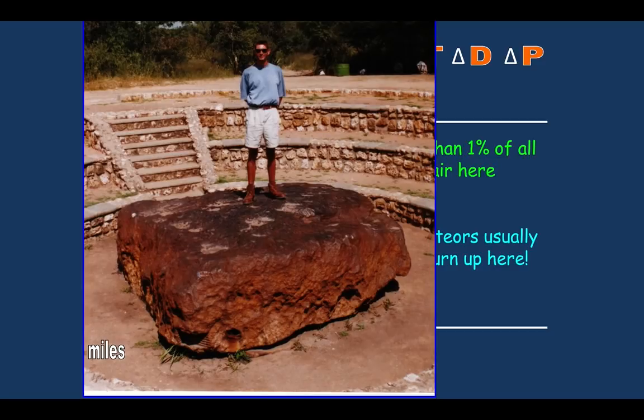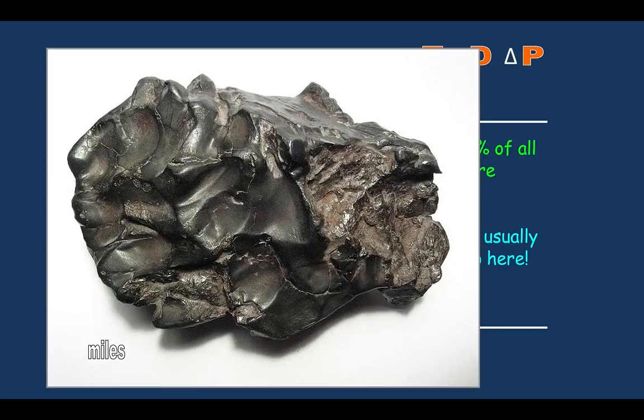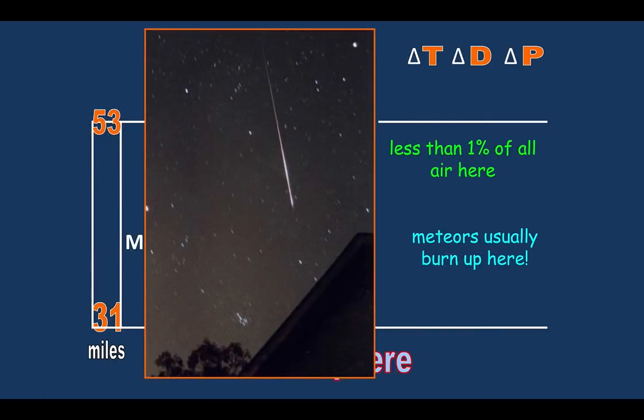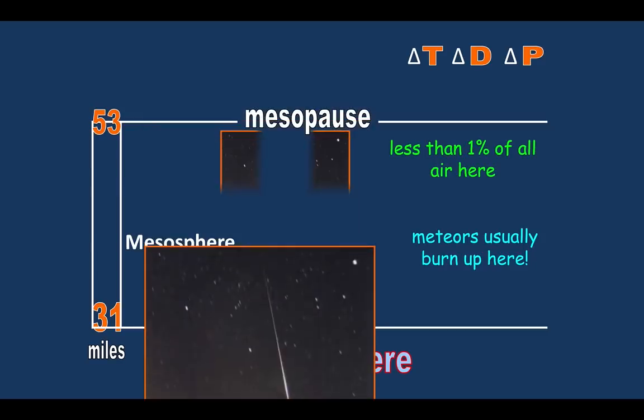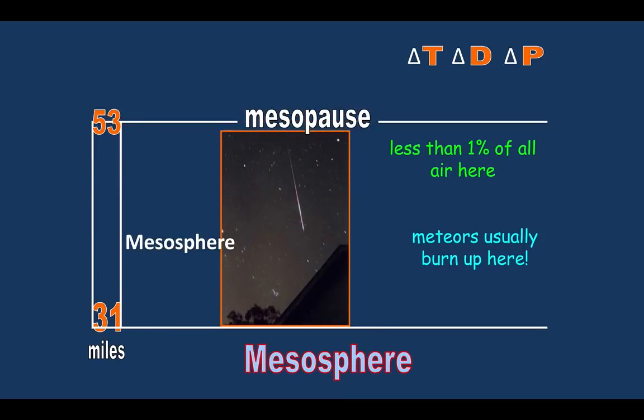As you can see, this one was found in Mexico, and they've built an amphitheater around it. Meteors are made of really heavy metals. They're flying through space. When they burn up in the mesosphere, we see those as shooting stars. So on this layer, I want you to make sure you draw some meteors and have these facts written.